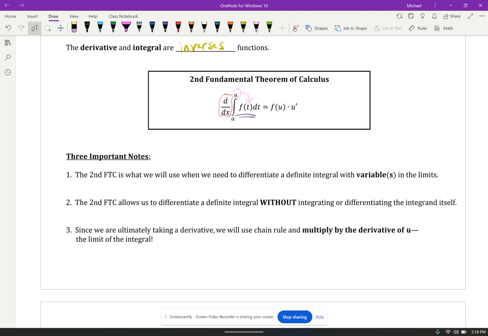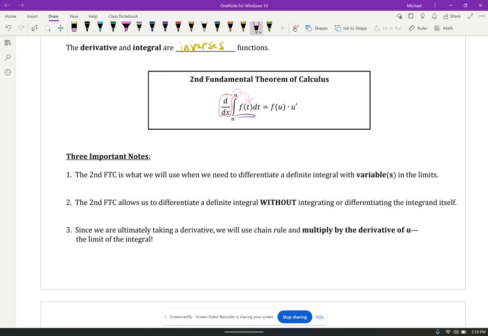So we're going to use the second part of the fundamental theorem whenever we need to take the derivative of an indefinite integral with variables in the limits. So if you see variables in the limits and you have to take the derivative, we're going to use the second part of the fundamental theorem. The nice thing about it is that we can do this without having to integrate or differentiate whatever the function is itself. So notice, we're never going to have to worry what the function is, because all we need to do is substitute this top limit in there, and then multiply by the derivative of whatever you plugged in.